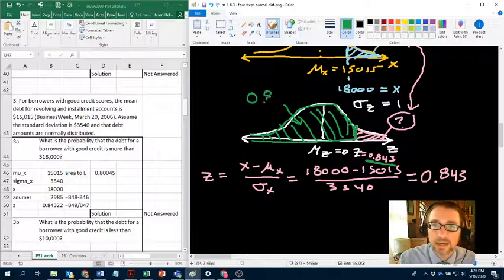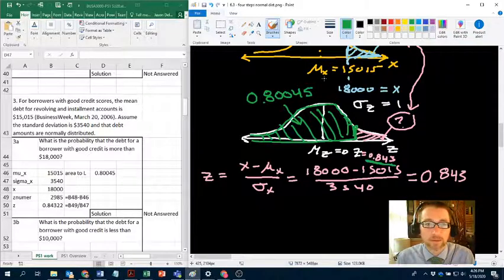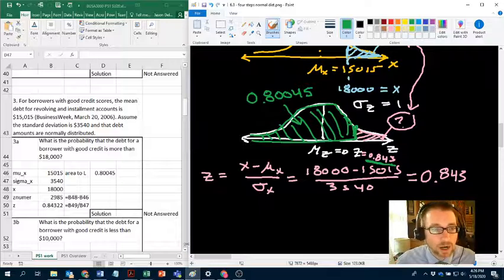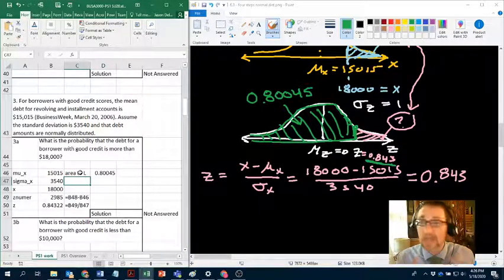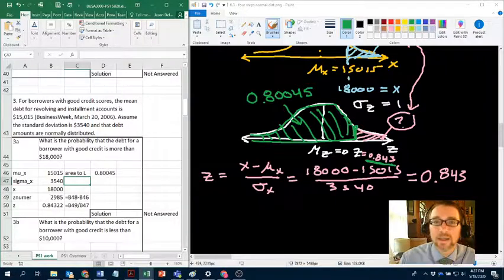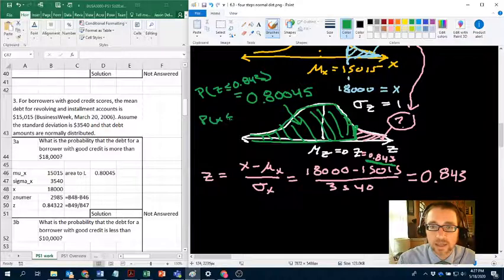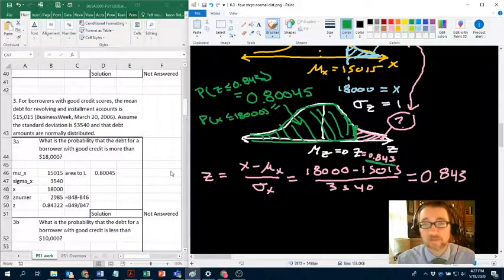So this area is 0.80045. And that is the probability. If the question said, what's the probability that the debt for a borrower with good credit would be less than 18,000, that's what it would be. It'd be 0.80045. Now, that's the end of step 3, right? We use z to get p. And this is the probability that z is less than or equal to 0.843, which is the probability that x is less than or equal to 18,000 equals 0.80045.